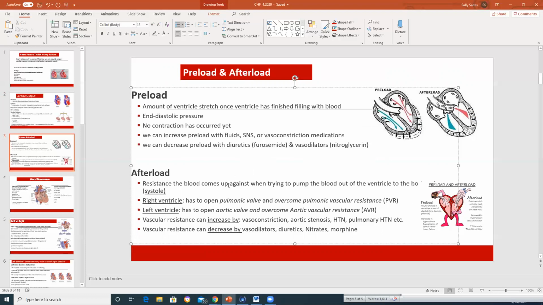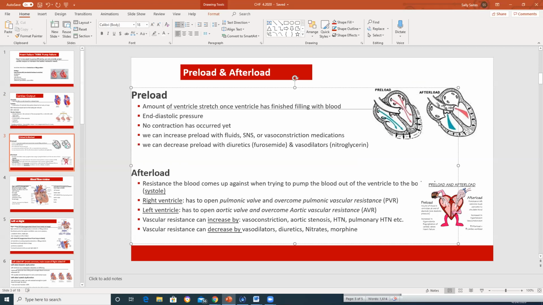Okay, so afterload. Afterload is the resistance that the blood comes up against when trying to pump the blood out of the ventricle to the body or the lungs. This is systole. So when the ventricle contracts, systole, it will then push the blood either to the body or the lungs. That pressure, or the resistance, sorry, is called afterload. So the resistance is the afterload. So we might have resistance here.